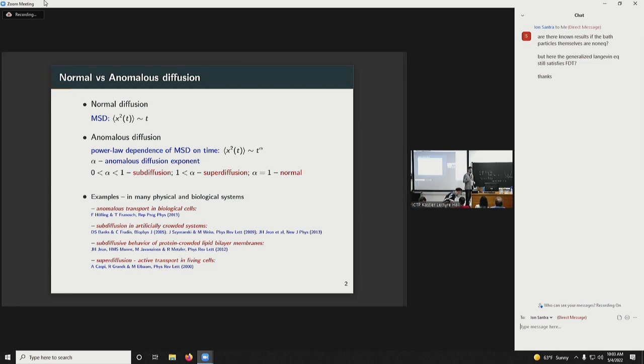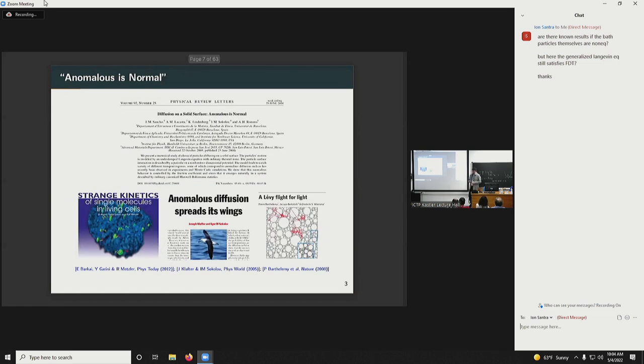So the origin of this anomalous diffusion may be some random potential that acts on the particle, or it can be some geometric constraint that was presented in the previous presentation, where the particle cannot freely move in all directions, but its motion is geometrically constrained. Or it can be that the diffusion coefficient depends on the position of the particle or on the time of the system. So all these are cases where this anomalous diffusion occurs.